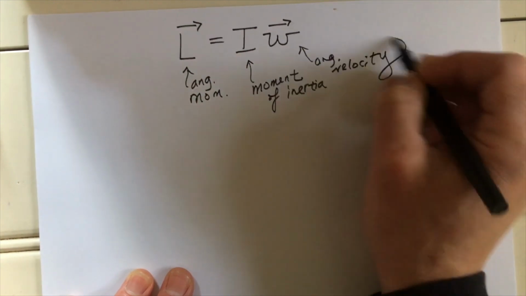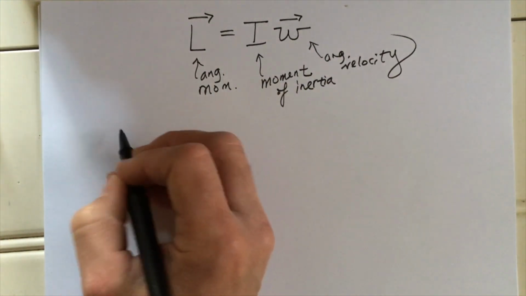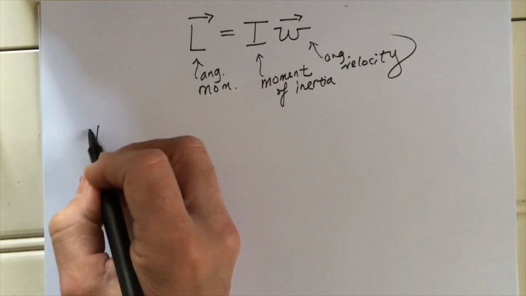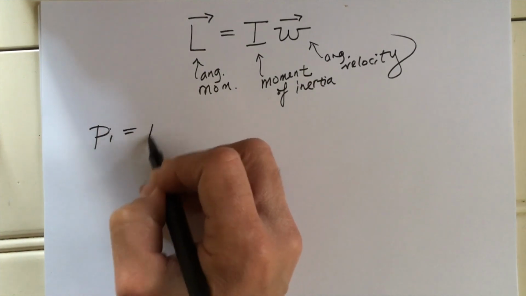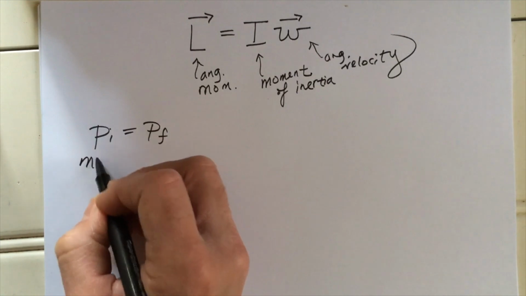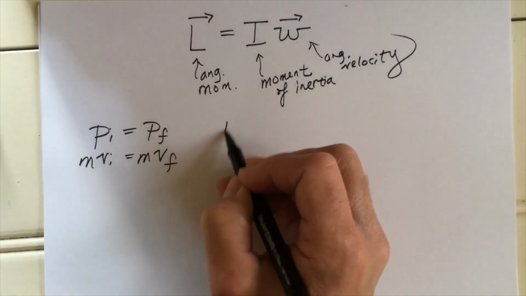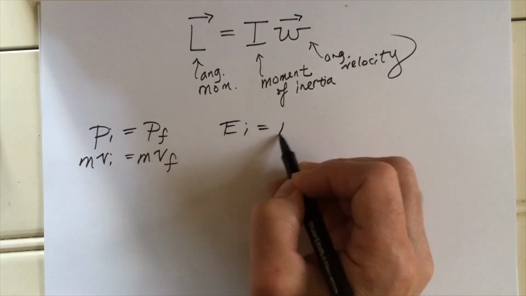All right, well, why does this matter? Or why is this going to help us? Because there is something, just like we said before, you should notice a trend here. PI equals PF, right? MVI equals MVF. We said EI equals EF.